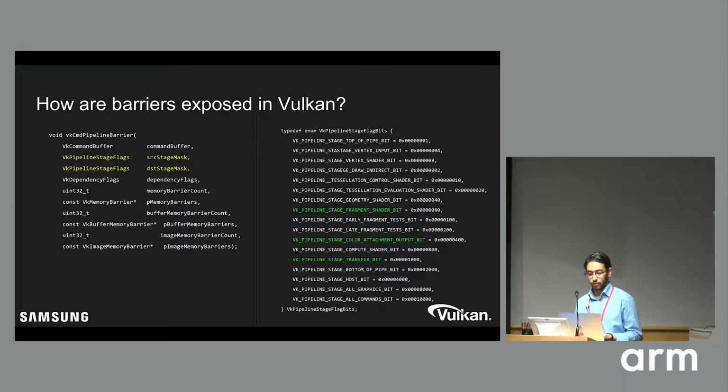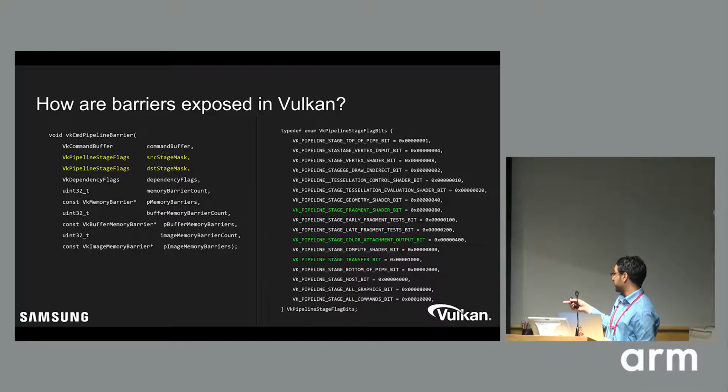So in Vulkan, being able to inject pipeline barriers into the command buffer is done with this call. So the relevant flags here are source stage mask and destination stage mask. And they're shown on the right-hand side here. So source stage mask can be thought of as the producer, and destination stage mask can be thought of as the consumer. So the idea is you wait for the source stage to complete, and once that completes, then you unblock the destination stage mask.